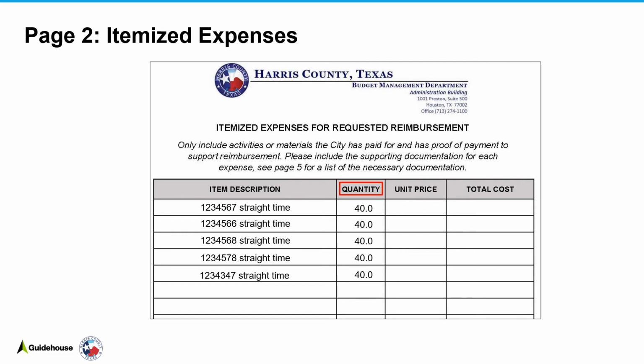The quantity column should contain the number of hours worked in decimal form. The unit price should be the employee pay per hour. If the employee is salaried, please do the math to determine their hourly pay based on a 40-hour work week. The total cost should be the total amount for which the city is seeking reimbursement from paying that specific employee during that specific time period.